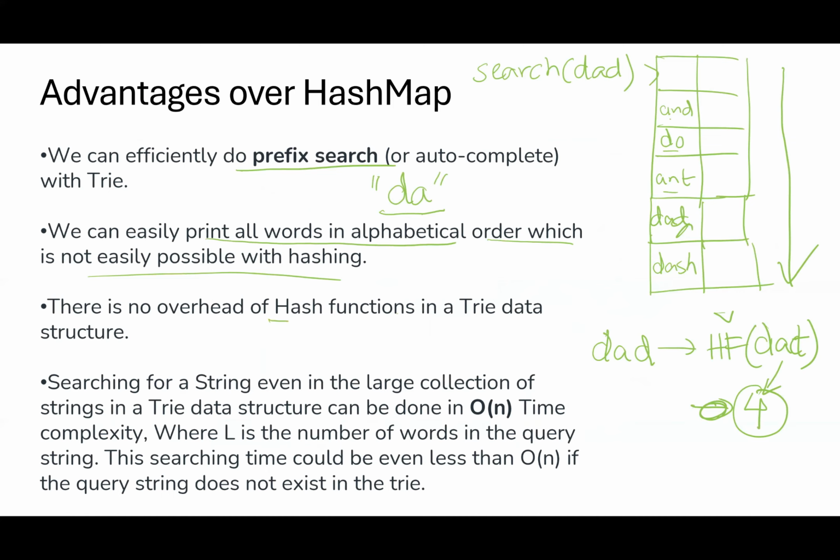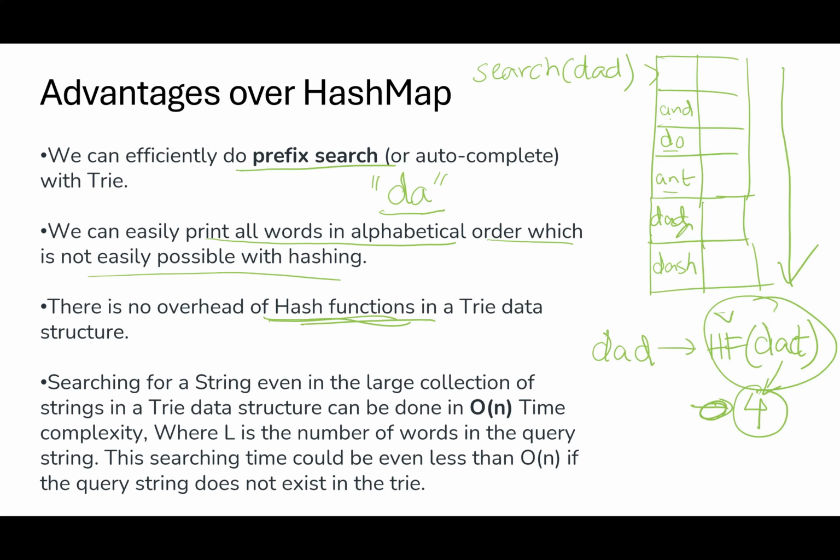And obviously, this hash function, we can avoid in a trie. We don't need to do that. We just go to the root and check for the children. So whatever overhead is due to the hash function, we can avoid that.